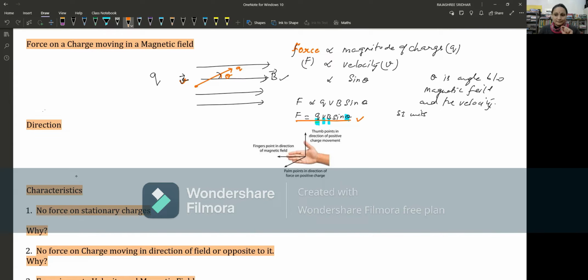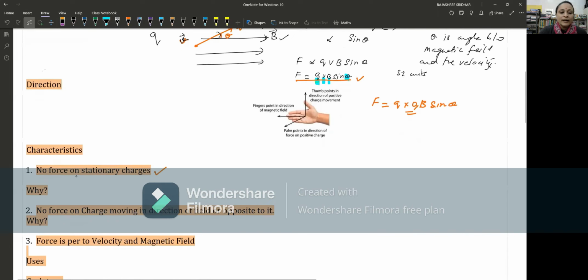Will the charge, if it is at rest, experience this force or not? No, it will not experience any force. Why? Because in this formula, if you put F is equal to Q into 0 into B into sine theta, anything multiplied by 0 is 0. So if a particle is at rest, it will experience no force whatsoever.